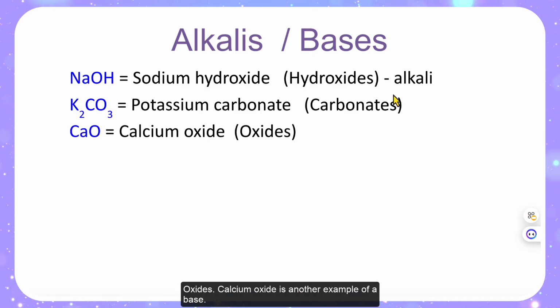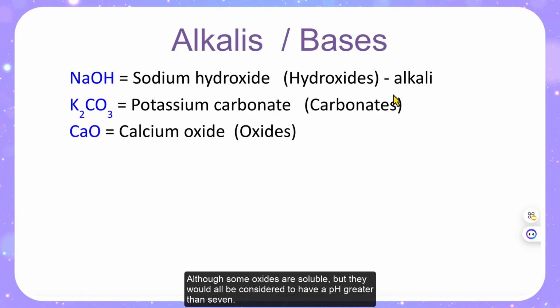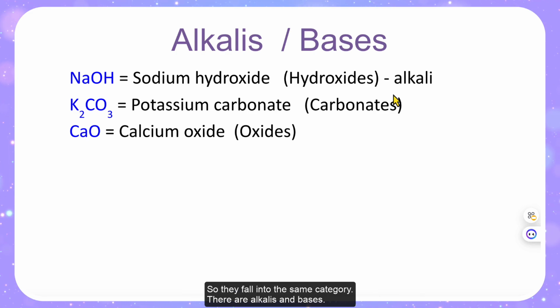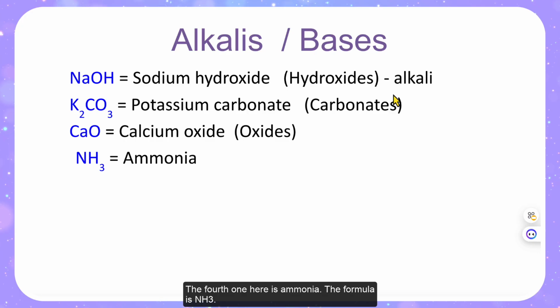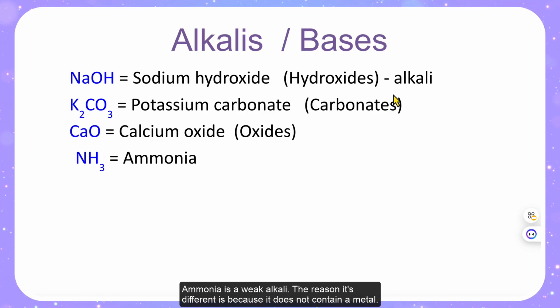Oxides. Calcium oxide is another example of a base. Although some oxides are soluble, they would all be considered to have a pH greater than 7. So they fall into the same category. They are alkalis and bases. The fourth one here is ammonia. The formula is NH3. Ammonia is a weak alkali.